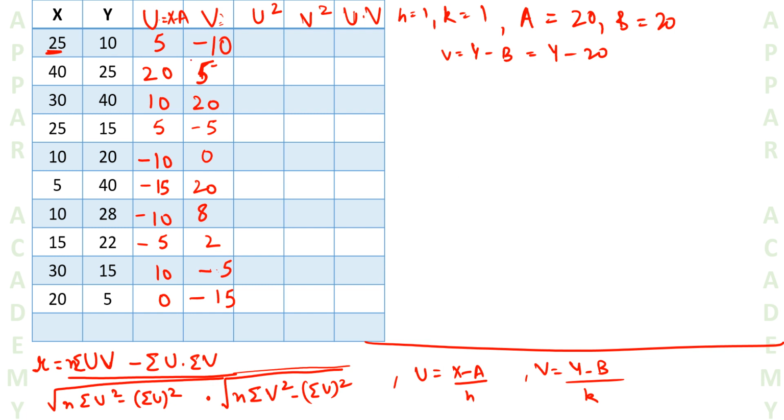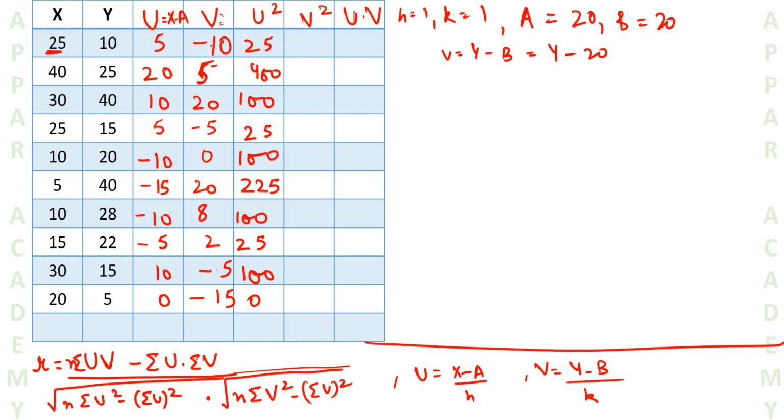Now next we need is u square. So let's square it up. 5 into 5 is 25, 400, 100, 25, 100, 25, 100, 25, 100, 0. Squaring was also quite easy when we simply had to just do this, right?